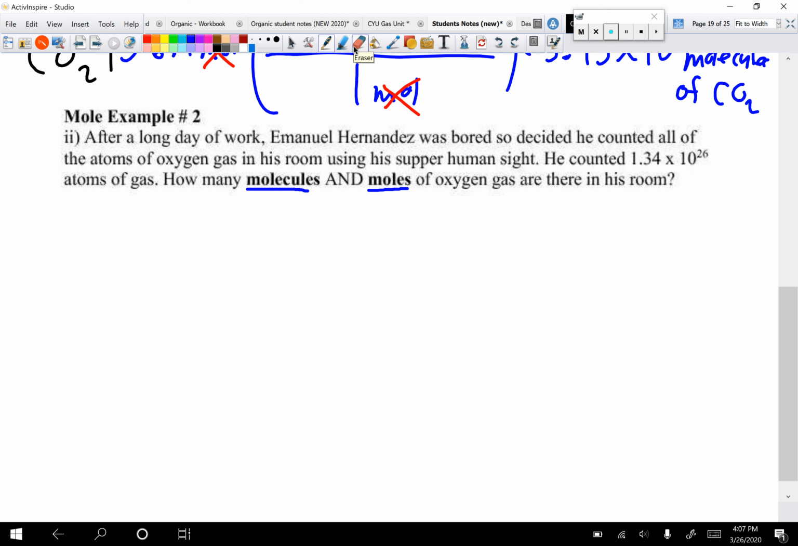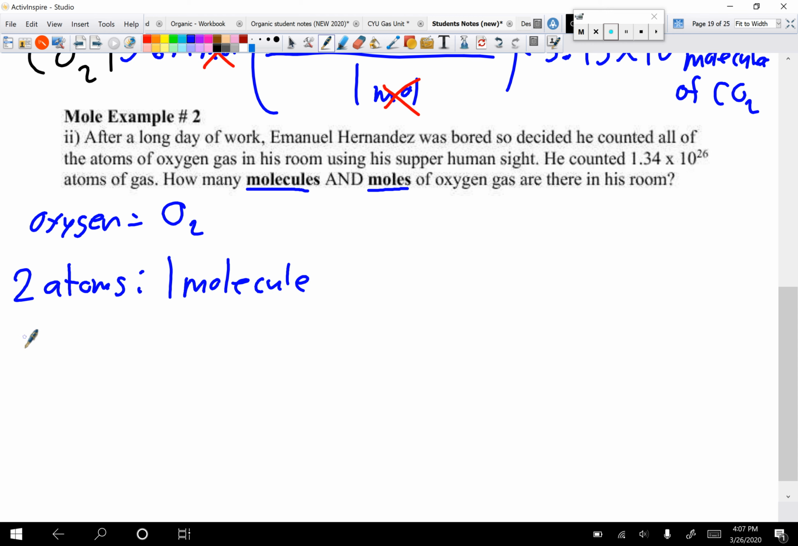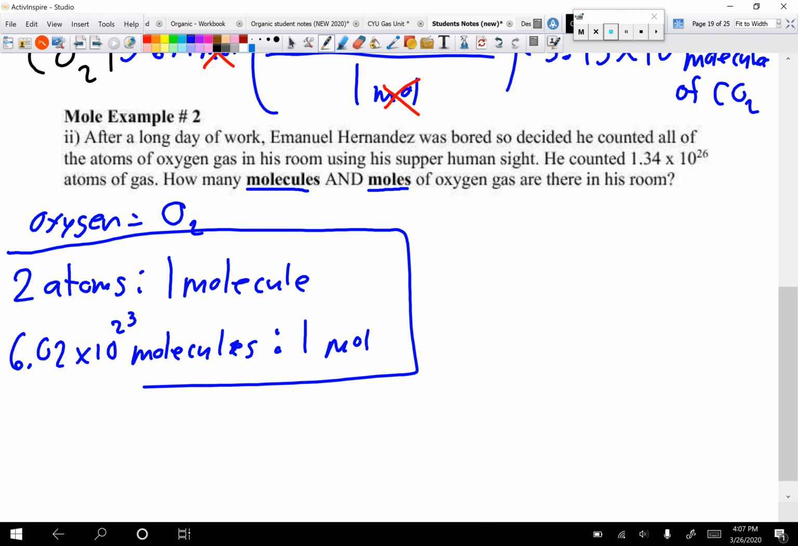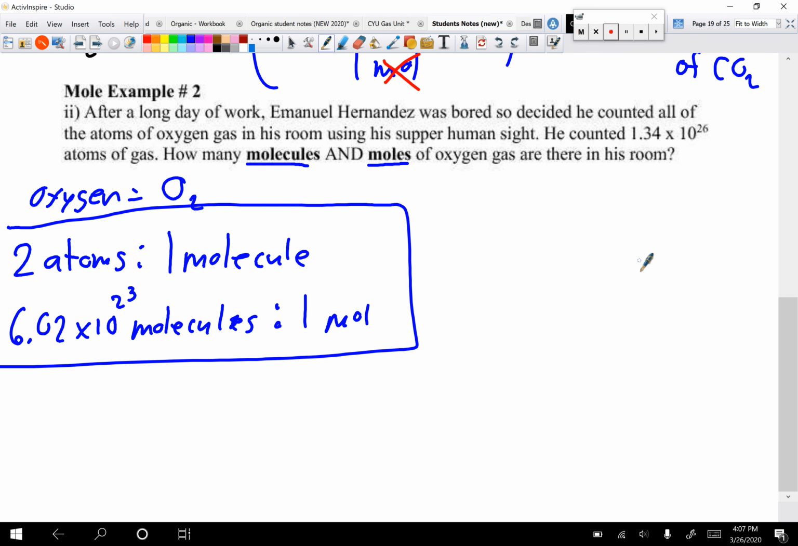So our 2 conversion factors for oxygen, if you remember, oxygen is equal to O2. So we have 2 atoms for every 1 molecule, and we know there's 6.02 times 10 to the 23 molecules in every 1 mole. So these are our two conversion factors that we need to use. So of course, I'm going to solve for the molecules first, and then next is going to be the moles.